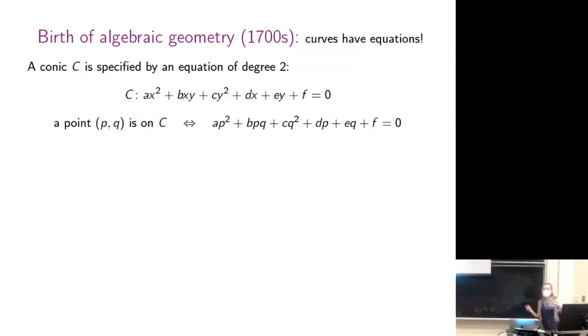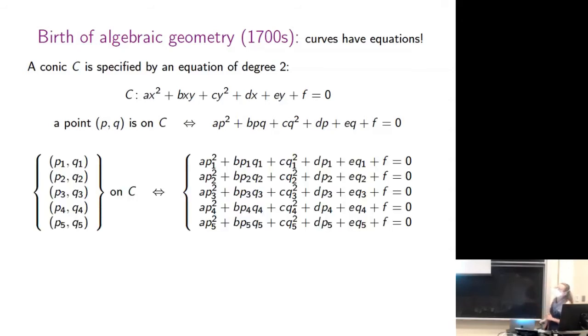So we're trying to interpolate conic sections through 5 points in the plane. Well, I have a rule for telling me when 1 point is on my conic. So let me just apply that rule 5 times. So if I have 5 points, (P1, Q1) through (P5, Q5), those are all simultaneously on a conic if these 5 equations are all satisfied. Okay, so we remember from the talk yesterday that we're not so good at solving equations, right? So maybe this is looking kind of bad.